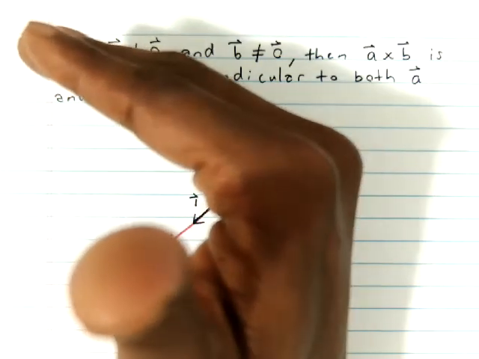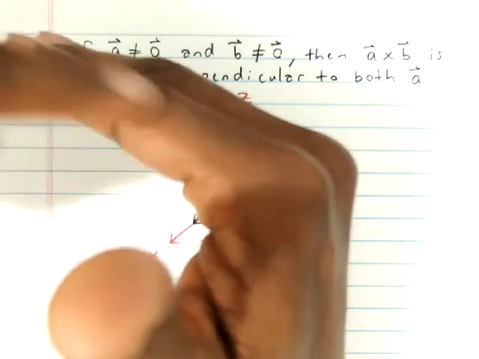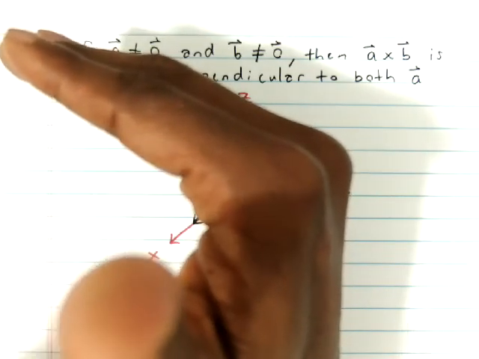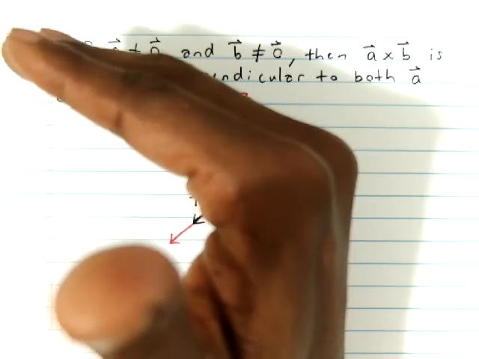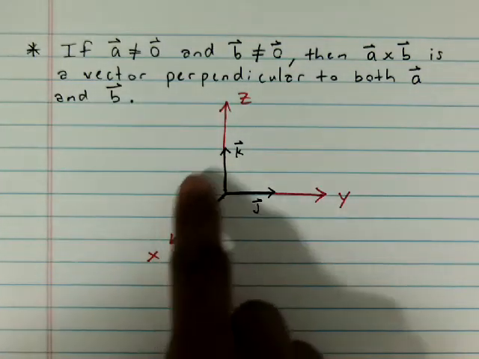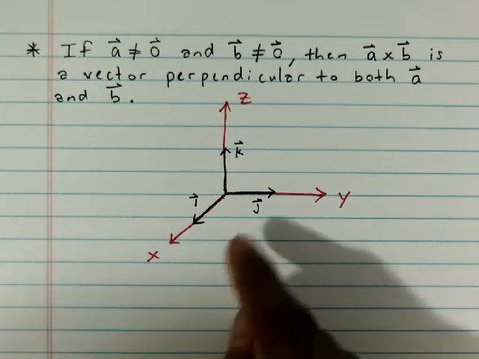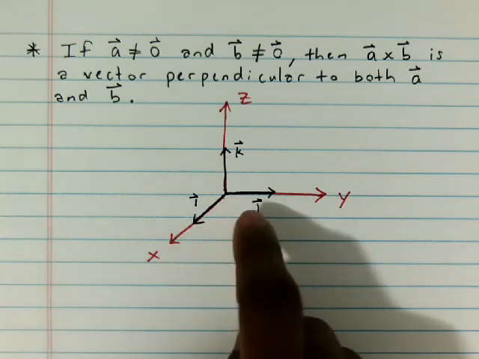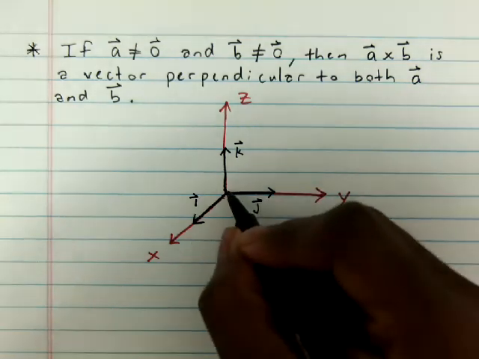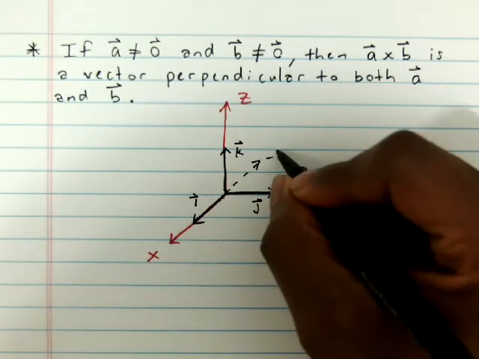My thumb would point in the direction of A cross B. Remember, this is A, this is B. The vector A cross B is going to point in the direction of my thumb, which is coming directly out towards you. Using that same rationale, with the picture we have here, you could use the right hand rule to figure out whether j cross k points in the i direction, or in the negative i direction, which would be directly into our paper like that.